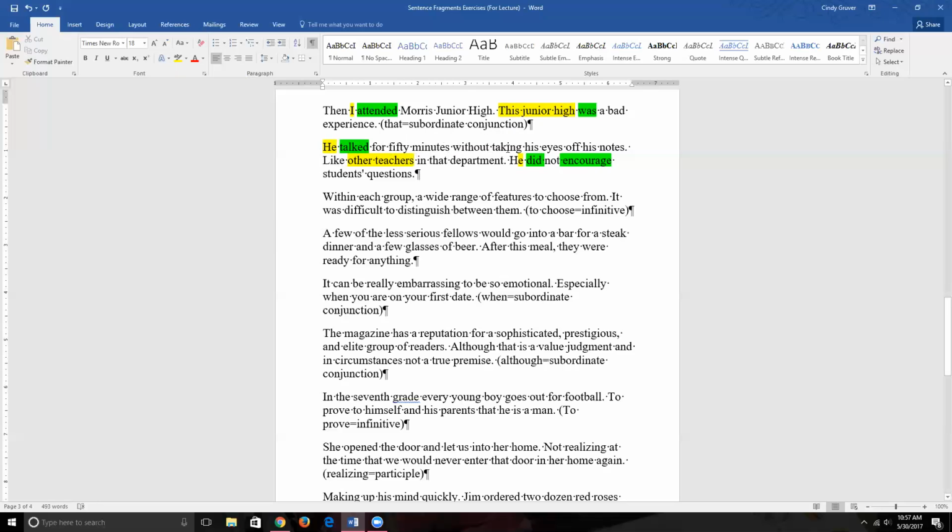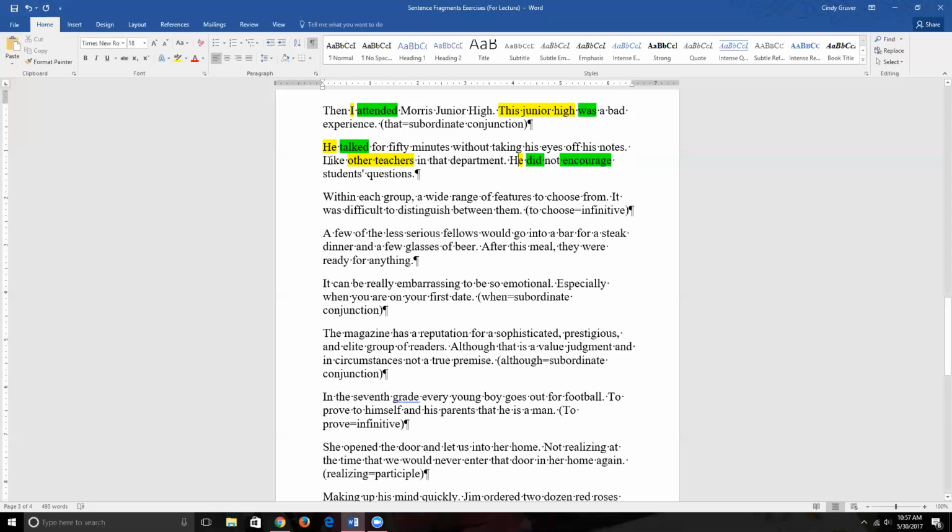He talked for 50 minutes without taking his eyes off his notes, like other teachers in that department. That's all we needed to do. We've melded them together. Okay, and now we're going to undo what we did before. Now this is an introductory clause, so we do need a comma in front of it. And finally, we're going to make this a freestanding sentence.